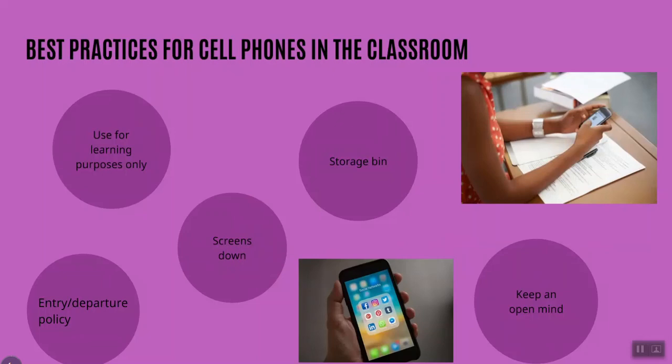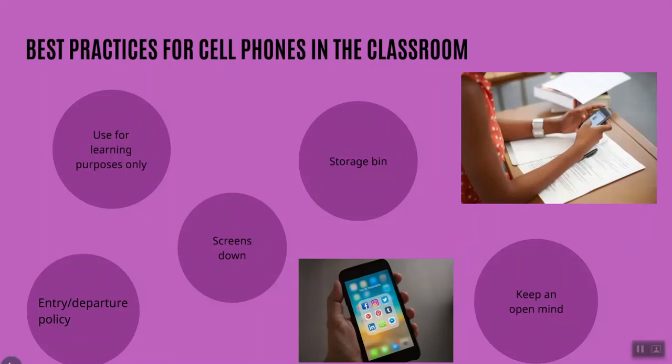When it is time to use the cell phones in the classroom and they are turned on, they should be used only for learning purposes. It's very easy for students to be off task, and while managing a class, most teachers are worried about the students being on websites or apps or texting when they shouldn't be. So it is important to monitor what they are on and to make sure they are using it for learning only.